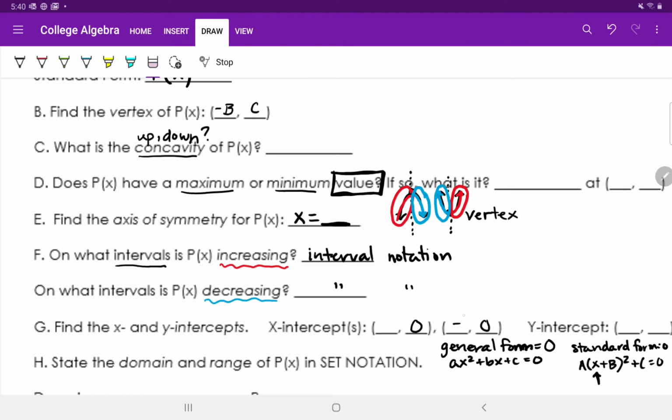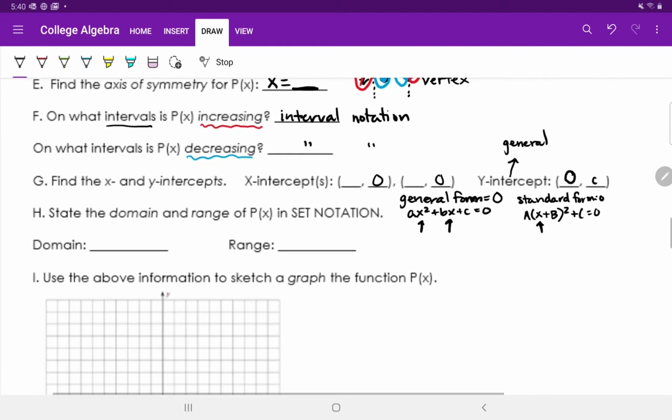All right, the y-intercept is the easiest of all. For the y-intercept, you almost always want to use the general form because the y-intercept is the place where x equals 0. And so if you notice in the general form, if I plug a 0 in here and a 0 in here, then my y-intercept is just little c. So from the general form, y-intercept's really easy to find.